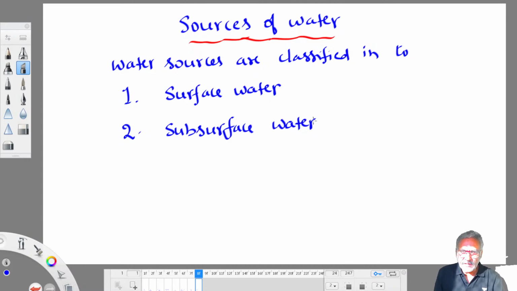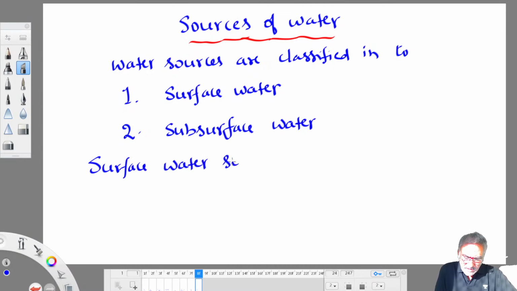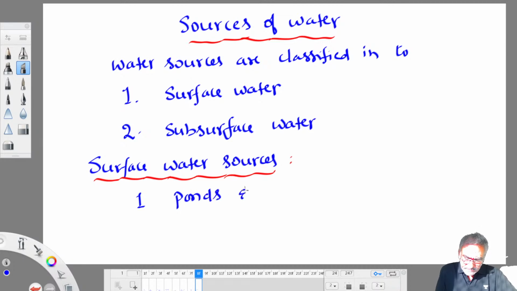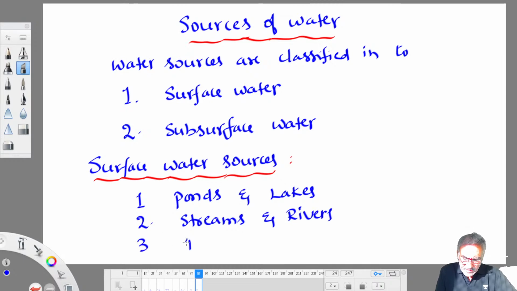Surface water, again, has so many things in it. So what are the different surface water sources? Surface water sources are further classified into two categories: running water bodies and standing, or static, water bodies. One is ponds and lakes. The second one is streams and rivers. The third one is reservoirs. Okay, these are the surface water bodies.